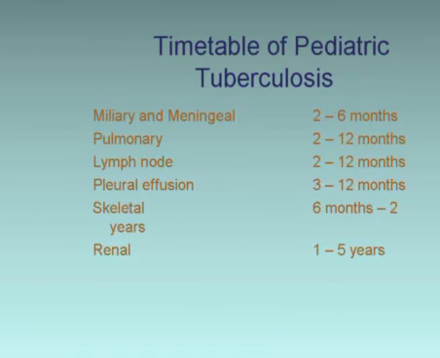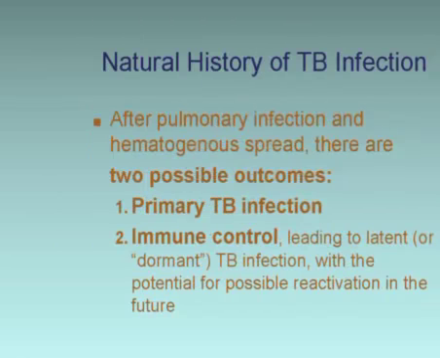So, once you get infected with TB, there's really two things that can happen. You can either become sick and get primary disease, primary infection, or you can get immune control. And this leads to dormant TB infection, so this would be a person with latent TB infection. So you get infected, and either you get sick right away, or your immune system keeps it in check for some time.